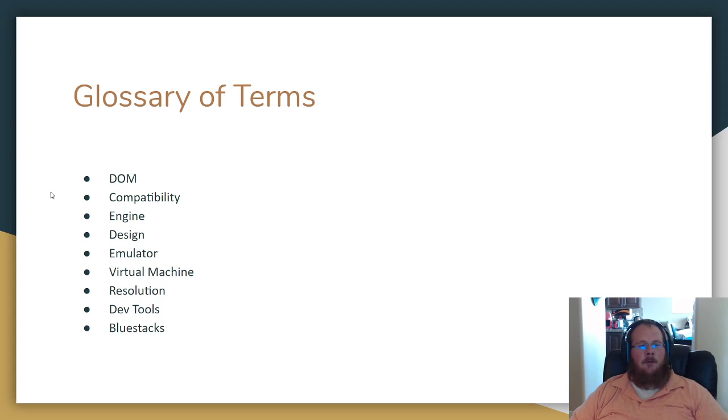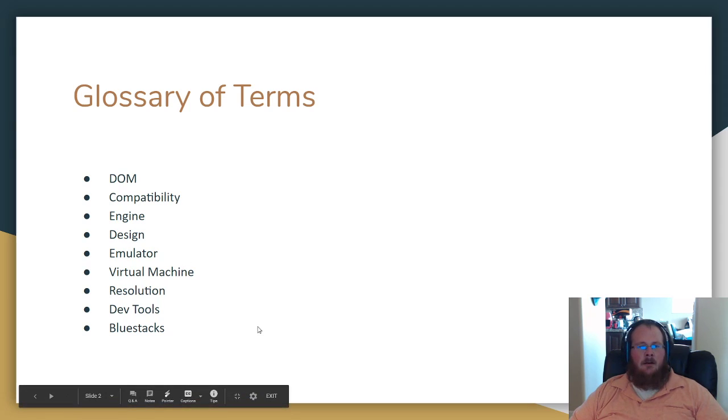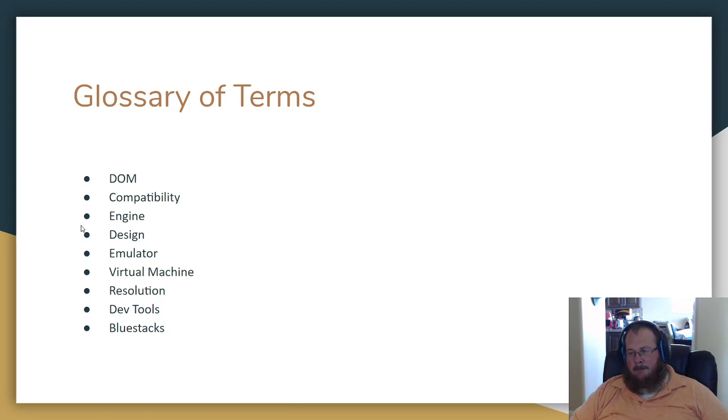So the terms, I think we've gone over some of these terms in the past, but we'll go over them again for this lesson because it's important. DOM is one. Compatibility, engine, design, emulator, virtual machine, resolution, dev tools, and Bluestacks. Now, what the DOM is, it's basically a resting place or a holding place for code before a particular system or browser or engine starts to play with it.